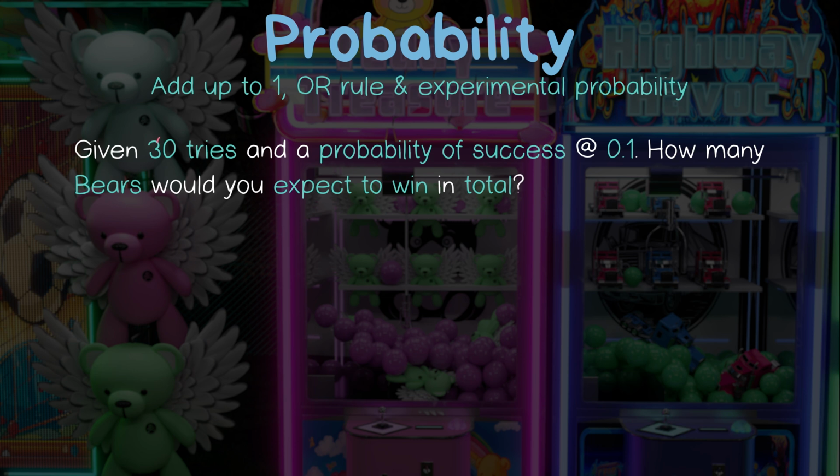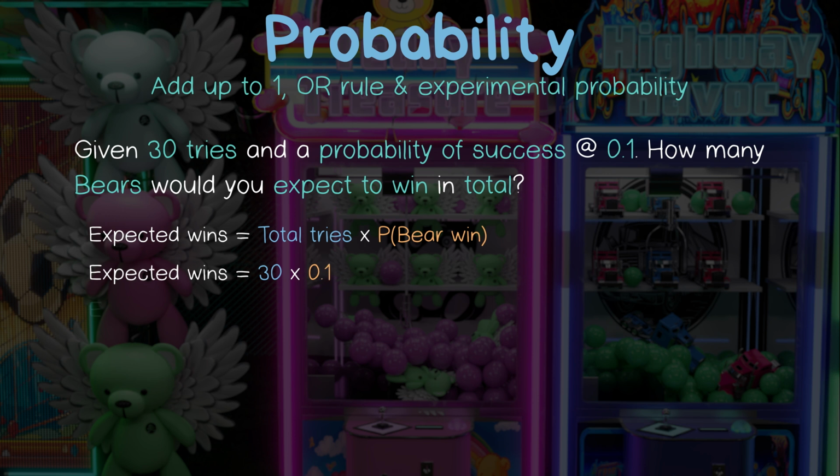If we have 30 tries, how many times are we likely to win a bear given the probability of 0.1 for winning bears? Now we can find our expected number of bear wins by multiplying our total tries, 30, by the odds, or the probability that we were given, 0.1, of winning a bear. So 30 times 0.1 equals 3. So with 30 tries, we are likely to win 3 bears.